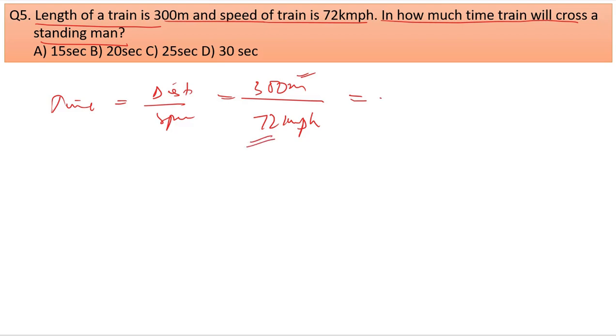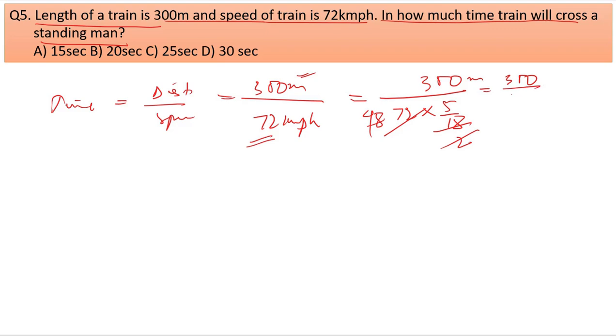So in order to change it to meter per second, we directly multiply by 5 by 18. Here we have 300 meter, that is 9, 8 is 22, 9 twos are 18, 2, 4, that is 300 divided by 4, 5 is 20, here we have 20, cancel, that is 15 seconds is the answer. So option A is the correct answer.